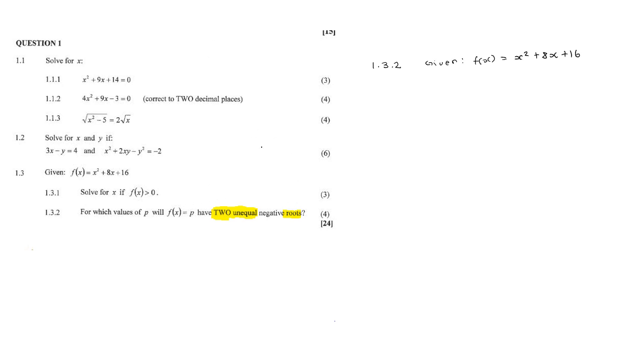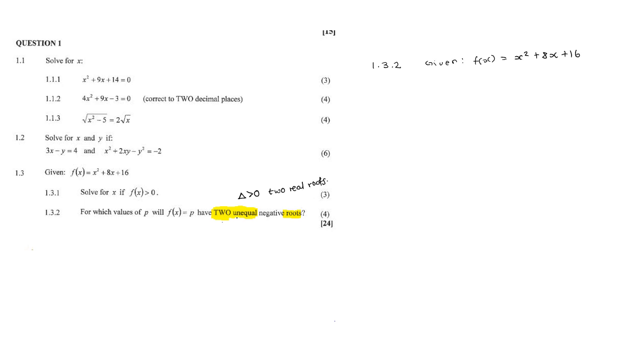This is basically an application of the nature of roots. If you have two unequal roots, this situation is just basically that we need to set our discriminant greater than 0, because that's going to give us two real roots.